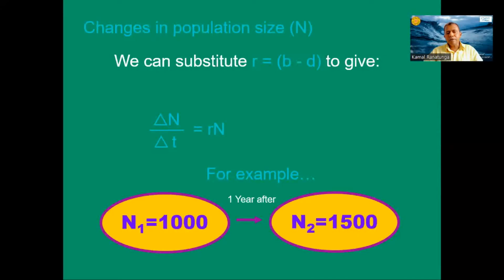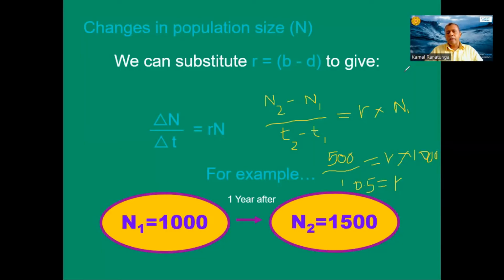Now you have to calculate what would be the R for this population. I'll give you 1 minute. You try and give me your answer for this question. What is the R for this population? Right, so I hope you get the idea, right? You can easily calculate this R value for a particular population by taking the population size over time.